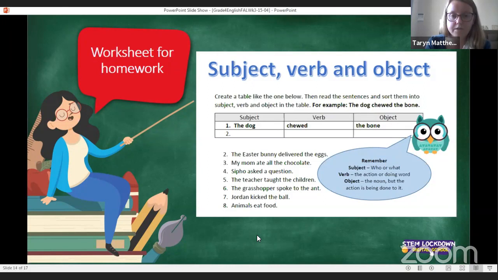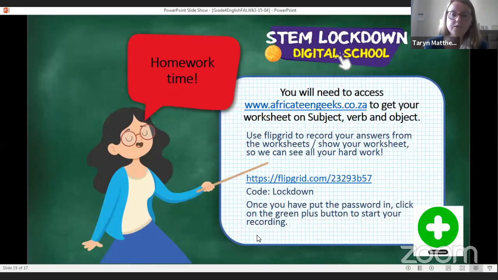So remember, once you've done the worksheet, I do want to see your evidence because I like to see all your hard work. So you're going to go onto my Flipgrid. You're going to show me your sentences in your table. You're going to use my code again, lockdown. Then you're going to go to the green cross to record it. So it's going to be like now, where we live. You can hold your piece of paper if you want, or you can read it to me. I don't mind, as long as I can see.